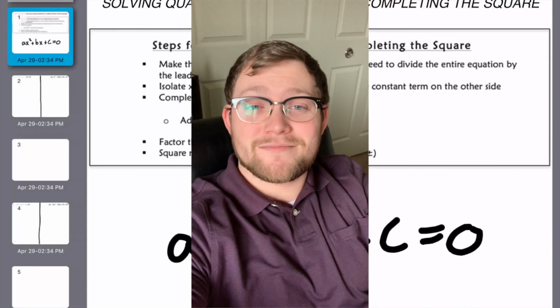This week, we're going on to still working with quadratics, but it's a different way to factor. It's a factoring method called completing the square. So, without further ado, let's learn how to do that.